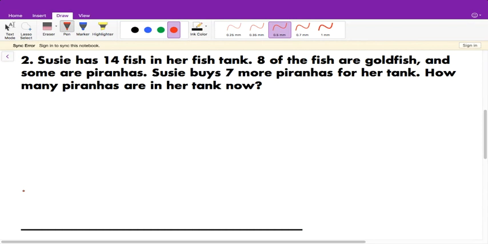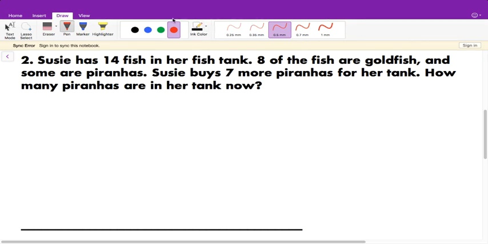Number 2, let's read it together. Susie has 14 fish in her fish tank. 8 of the fish are goldfish, and some are piranhas. Susie buys 7 more piranhas for her tank. How many piranhas are in her tank now?